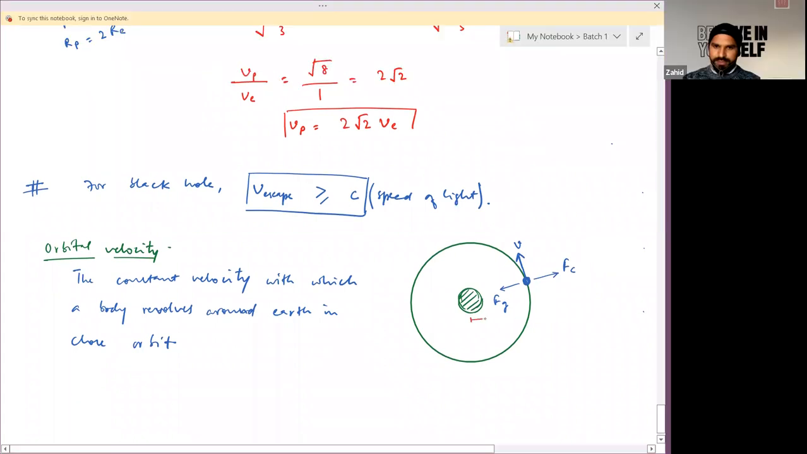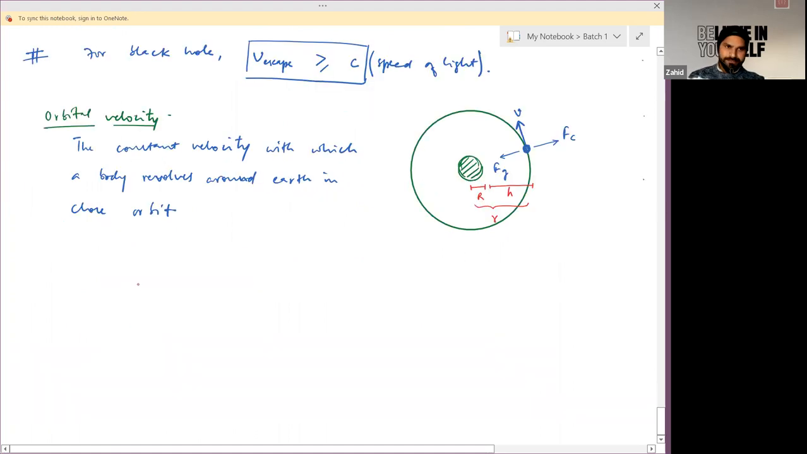Now suppose the radius of Earth is from this point to this point, and the height of this body is h. So the total distance from the center to that point, let's say small r. So you can say mv square by r equals GMm by r square. So m and m will cancel out. So v equals root under GM by r.